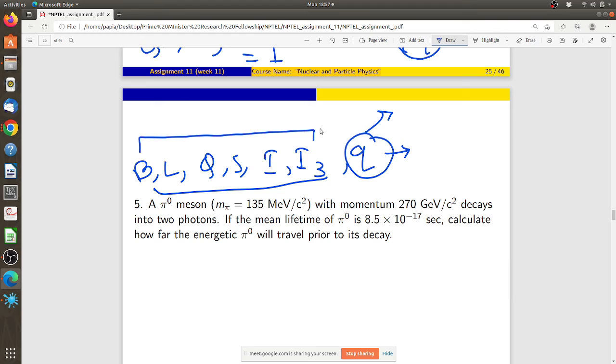Okay. So now coming to the fifth one, I think the fifth one is not that much problematic. It's basically not exactly a quark model question. It's basically a relativistic question, I mean a relativity question.